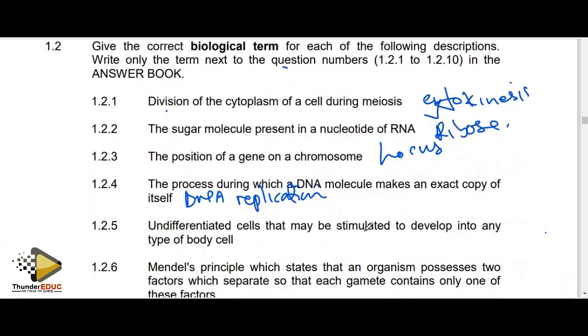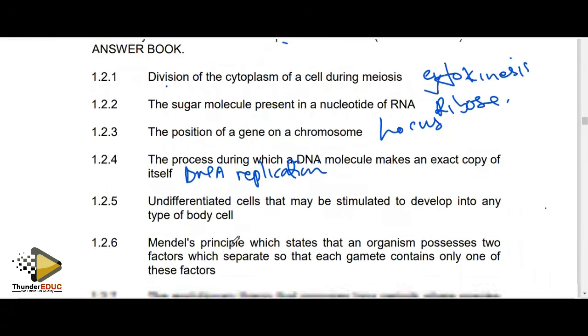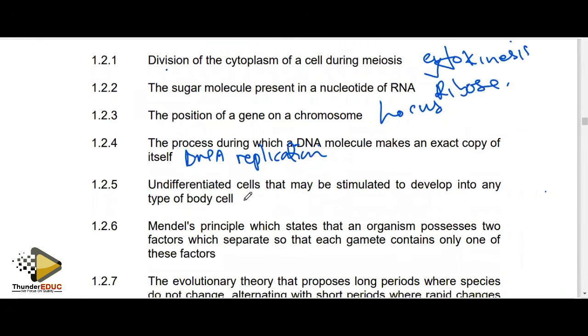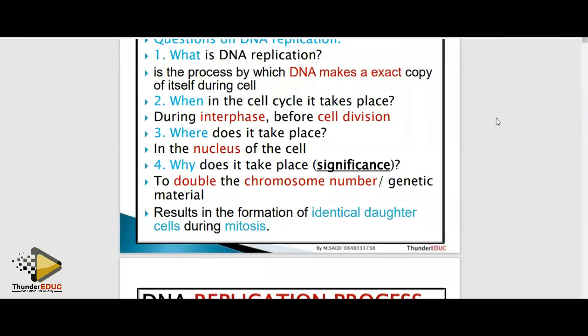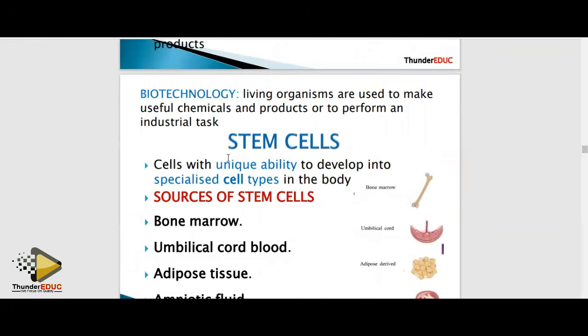An undifferentiated cell that may be stimulated to develop into any body cell. So we call these ones stem cells. So where do we find this? We'll find this in our book, in genetic engineering. Yeah, there we go. It says that stem cells are cells with the unique ability to develop into specialized cell types in the body.